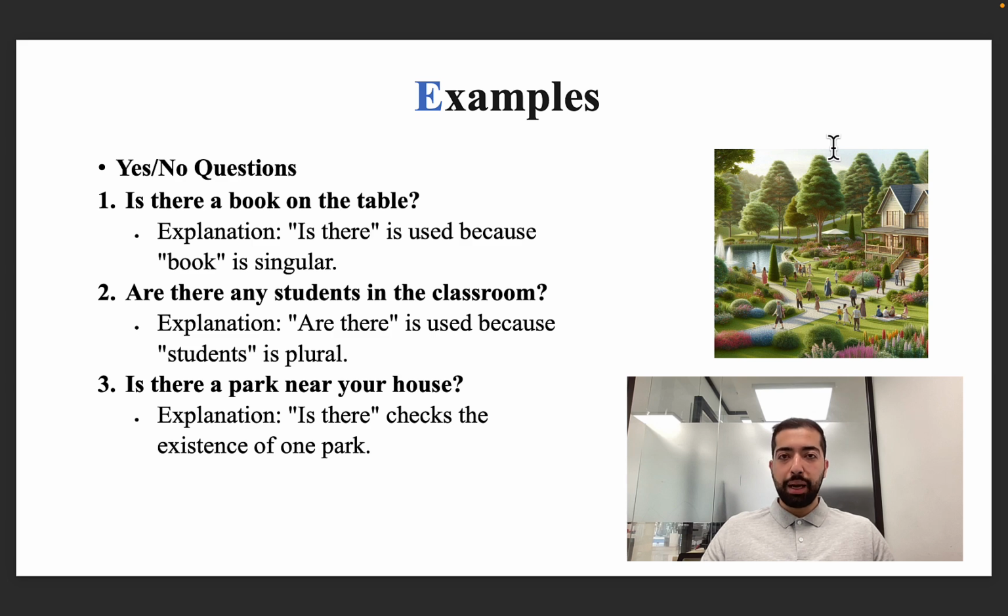Now let's see some examples. First one, is there a book on the table? Explanation: is there is used because book is singular. We are talking about only one book. Second one, are there any students in the classroom? Explanation: are there is used because students is plural. More than one student, we are talking about. Third one, is there a park near your house? Is there checks the existence of one park near that person's house.